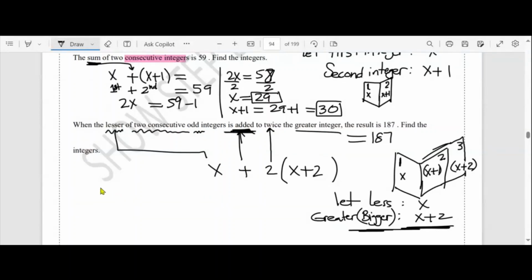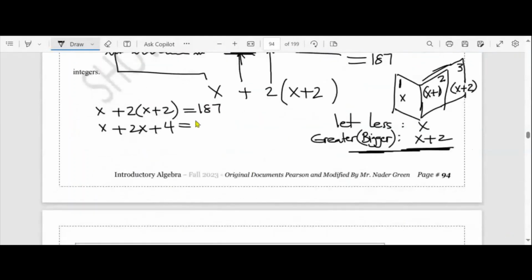So let's solve it now. It's going to be x plus 2, x plus 2 equal what? 187. X plus 2x plus 4 equals 187. 3x, then move the 4 to the other side. You get what? 183. Can you divide by 3? What will be the answer?